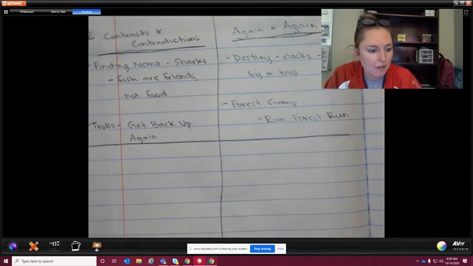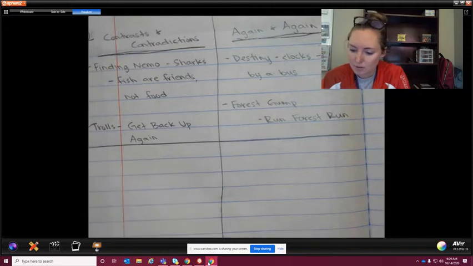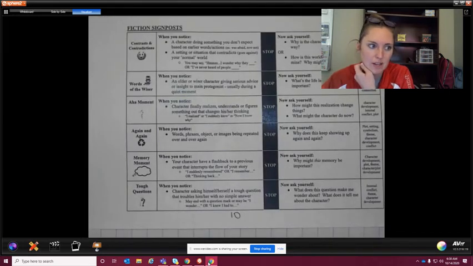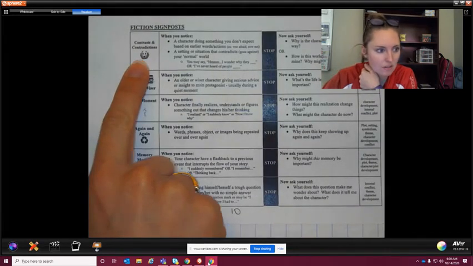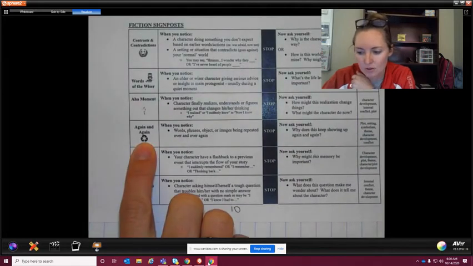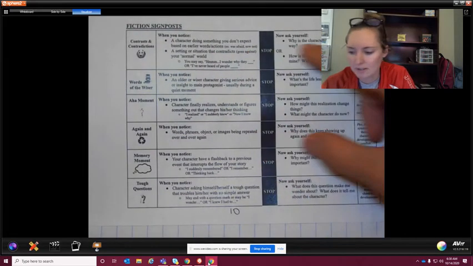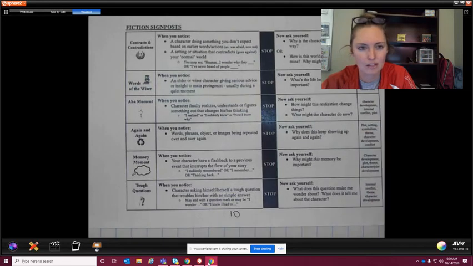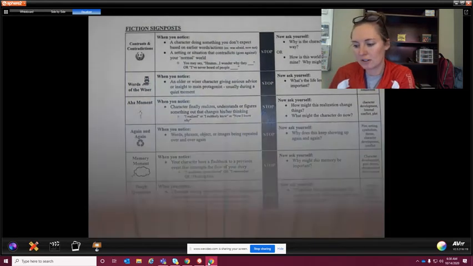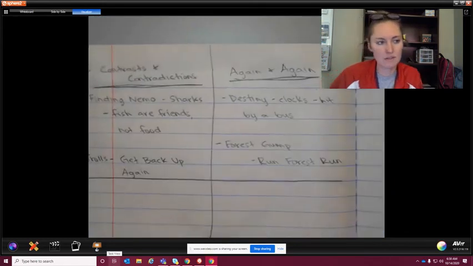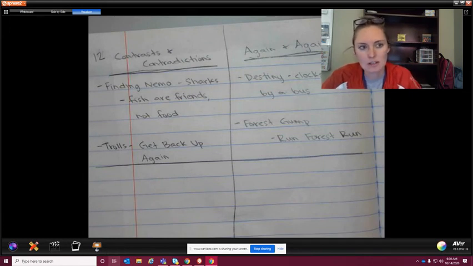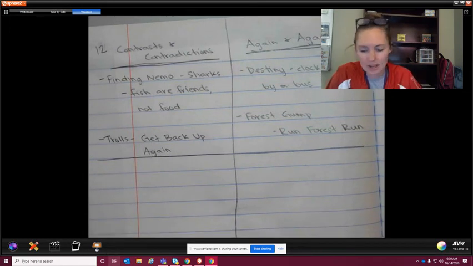All right, there are other ones, but we're going to just stop with those. Just a reminder, on page 10, you also have notes for fiction signposts. So again, we just did contrasts and contradictions, and then we also did again and again. It'll show you when you notice something, and then you need to stop and ask yourself these questions. And when you stop and ask yourself a question, I want you to think through the answer. It's really important as a reader to stop yourselves when you see a fiction signpost and to answer those questions, because it's going to help you as a reader to understand the text better. All right, we're going to be done for now. We'll do some more later.